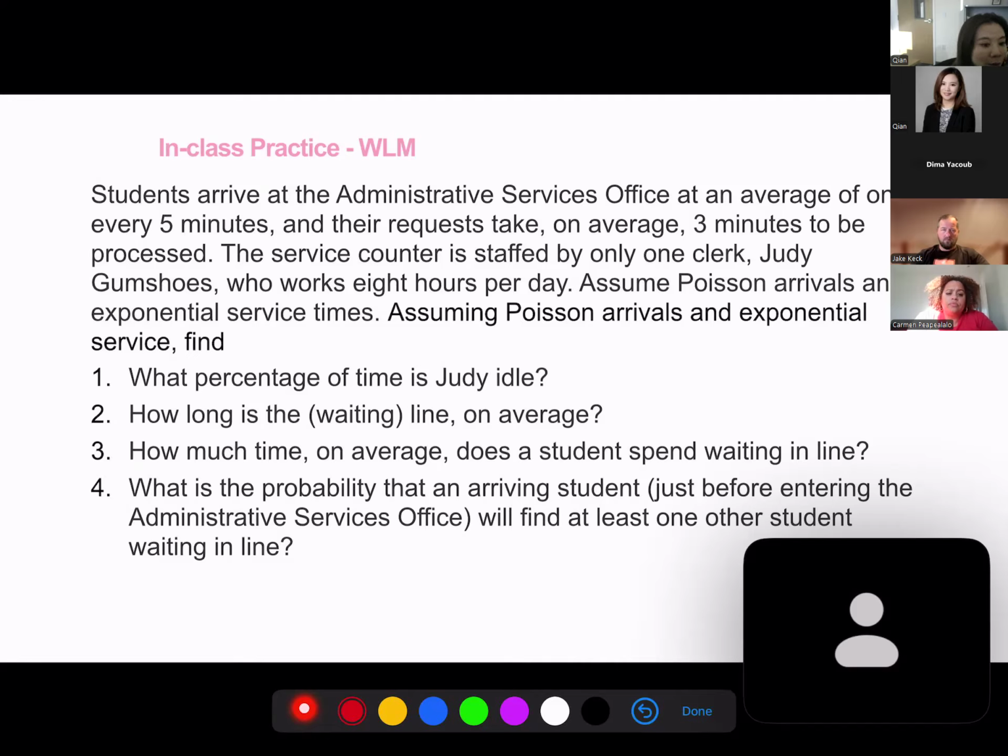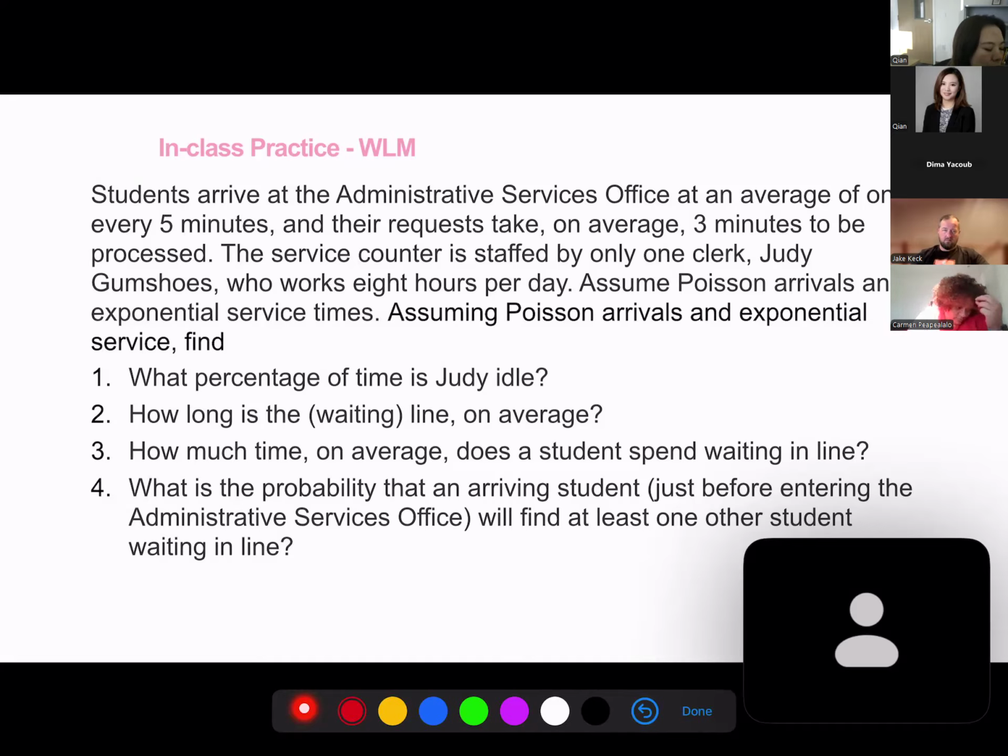So this is model 1 because we only have 1 clerk here, and Judy, who works 8 hours per day, and assume Poisson arrivals. That information just means please use model 1 to figure out these questions. The first question is what percentage of time is Judy idle? The second, how long is the waiting line on average? And third, how much time on average does a student spend waiting in line?